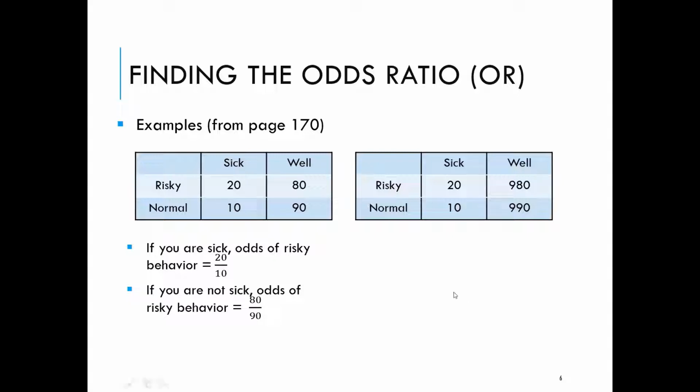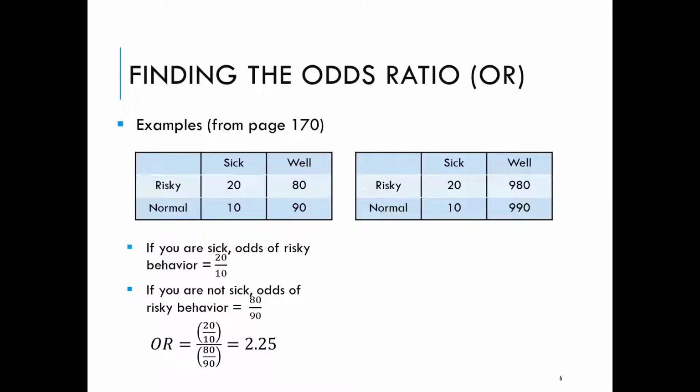In this example, there are two categories. The first is behavior type, risky or normal, and the second is health, sick or well. Remember, for the odds ratio and risk ratio calculations, we use the variables A, B, C, and D. In the first table, if you are sick, the odds of having risky behavior are 20 to 10. If you are not sick, the odds of risky behavior are 80 to 90.